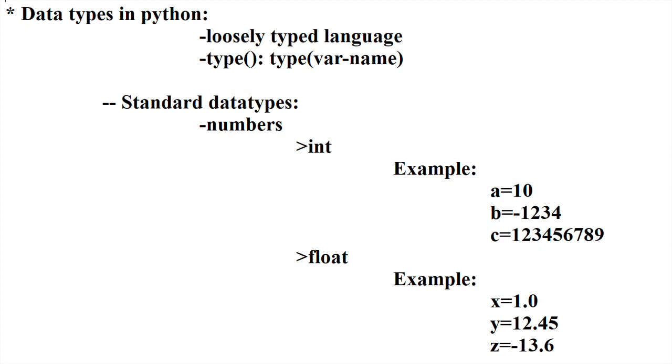Float. Here we are seeing float. A float, or floating point number, is a number containing one or more decimals, and it can also be a positive or negative number. Here we are seeing an example: x = 1.0. It contains a decimal or one or more decimals.